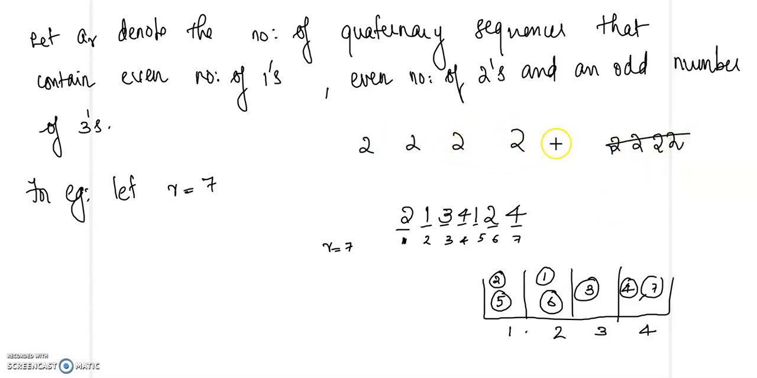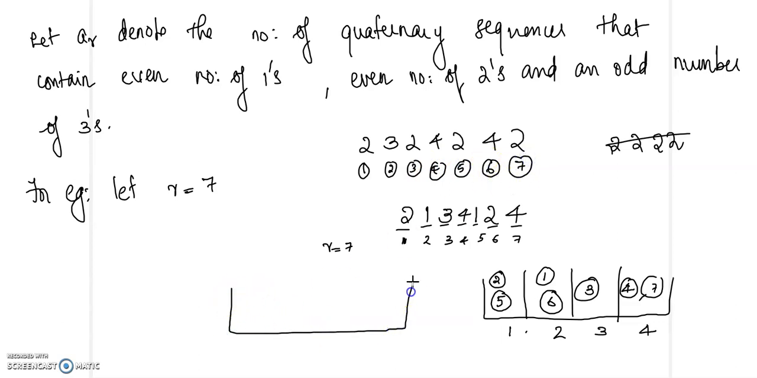Two, an odd number of threes, so total now you have 7. So if you take this sequence, this is object 1, 2, 3, 4, 5, 6, 7. So corresponding to it we have boxes 1, 2, 3, 4.